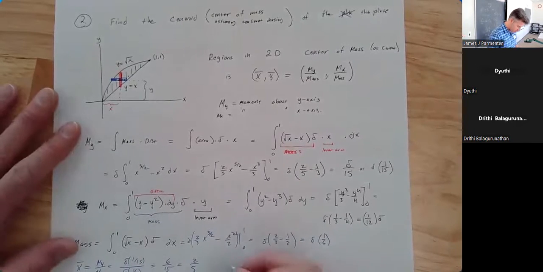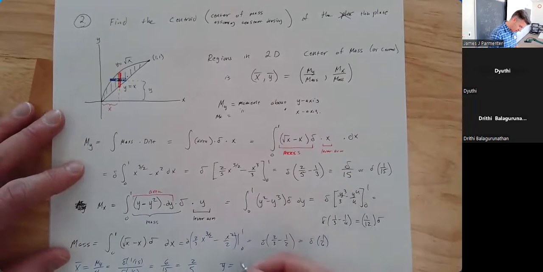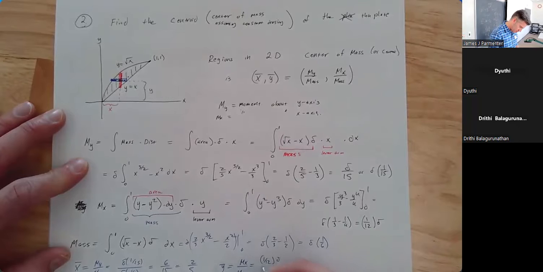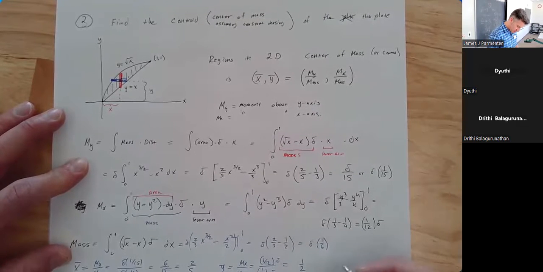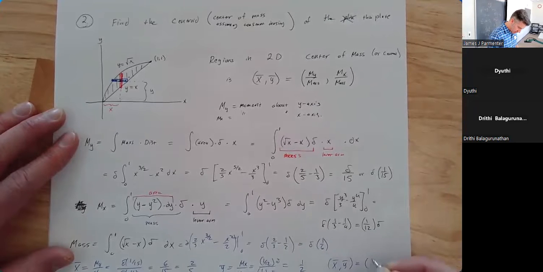In a similar way, my y bar, which is the moment around the x-axis, which was 1/12 delta, over the mass, which was 1/6 delta. Deltas cancel out again, and you just get 6/12, which is 1/2. So the center of mass, x bar, y bar, is 2/5, 1/2.